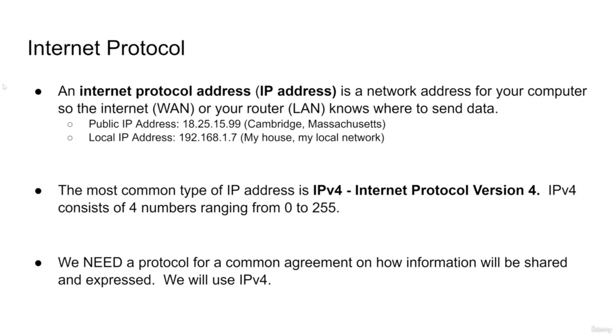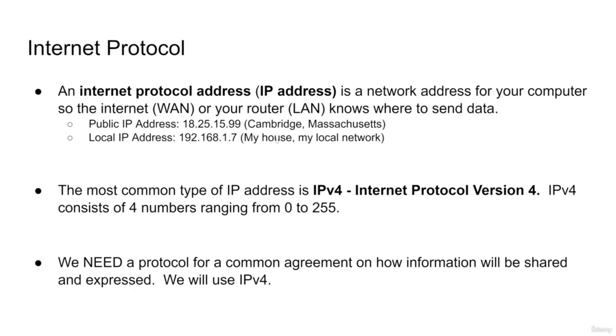So here's a couple of examples. Here's a good example of a public IP address, 18.25.15.99. And you can actually type in public IP addresses and determine where that IP address originated from. So I did that for this one, and this is coming from Cambridge, Massachusetts. It's well known.